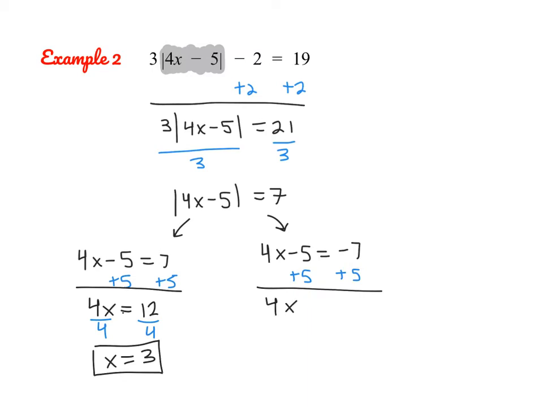So 4x equals -2. And divide by 4. So x equals -1/2 when you simplify. So notice your answers won't always be the same values, just a positive, negative. So you do need to make sure that you're fully solving each side of your equation.